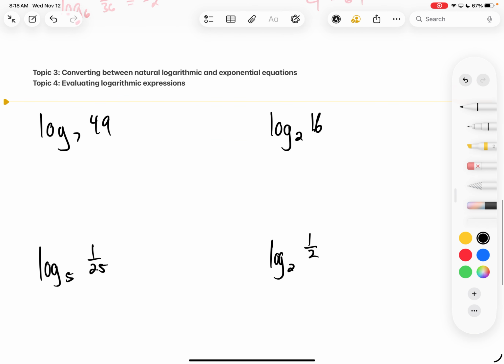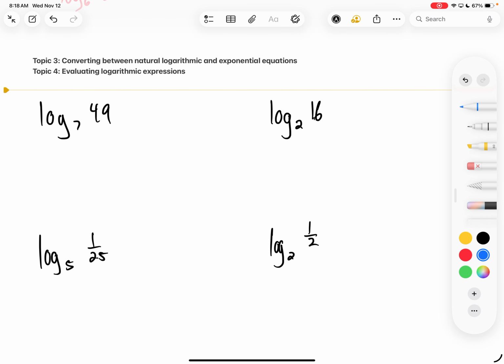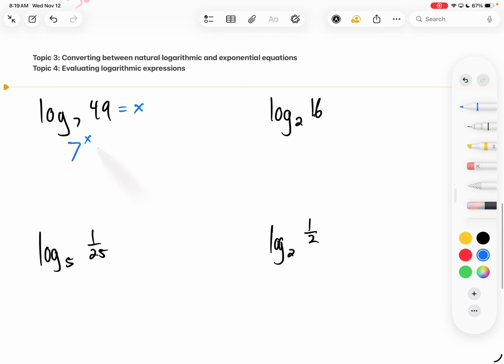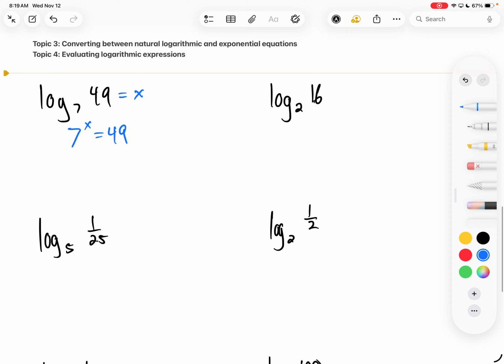Okay. Log base 7 of 49, okay? If you need to, this is saying 7 to what power is 49. If you need to put equal x to try to figure out what this is and rewrite it, that is fine. If you want to do that, just as you get used to these, that's fine. So y'all can answer this, 7 to what power is 49? My answer is just 2, okay? 7 squared is 49. 7 times 7 is 49, okay?